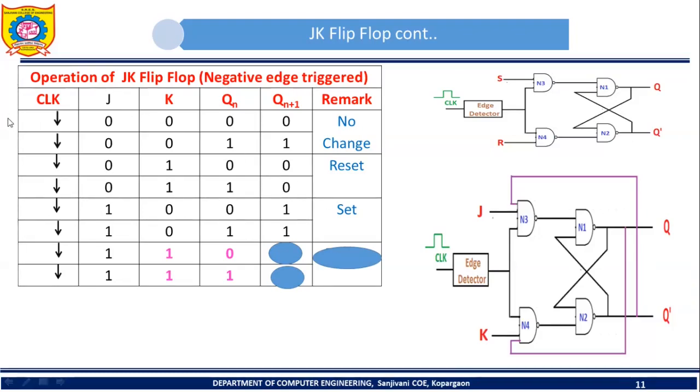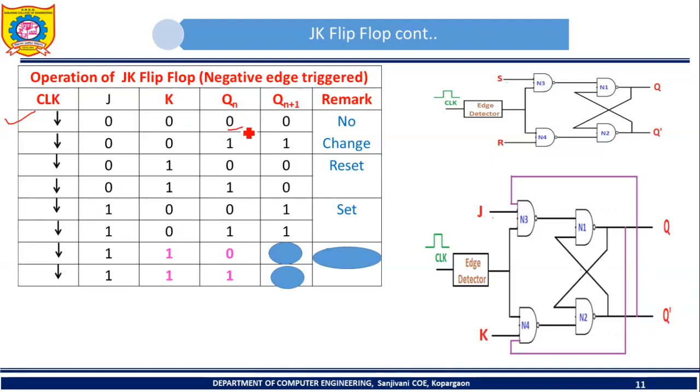Let us start with the first row. This arrow indicates that the JK flip-flop is going to respond only to negative edges occurring on the clock pulse. In other words, the JK flip-flop will be triggered whenever a negative edge is detected on the clock pulse. So assume that a negative edge has been detected, and at that time J is equal to 0 and K is equal to 0. And Qn and Qn plus 1.